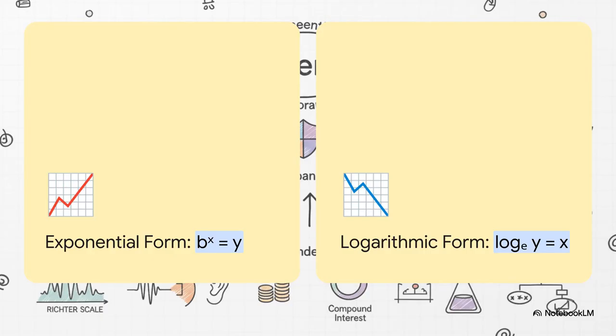Think of this slide as showing the same relationship, just in two different outfits. On the left, we've got the exponential form we all know and love. A base b to the power of x equals some number y. The logarithmic form on the right, it just shuffles that same info around to ask a question. It asks, hey, what power x do I need to put on this base b to get y?